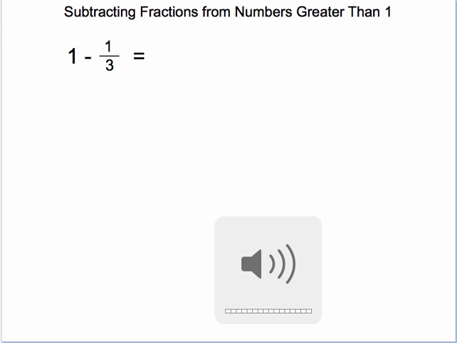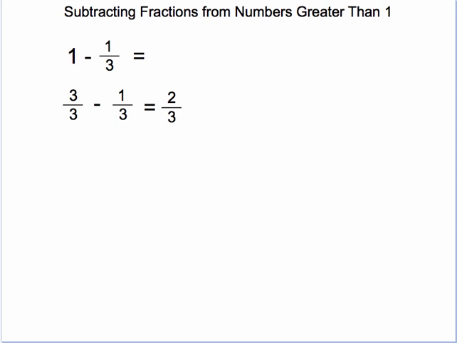Tonight we're going to be talking about subtracting fractions from numbers greater than 1. And in lesson 59, we looked at problems that looked like this one, 1 minus 1/3. Well, we learned that we needed to change the 1 to 3/3. It's just giving it a different name, if you remember, right? And then subtract the 1/3, and that would give us 2/3. So let's look at what that's going to look like with numbers greater than 1.